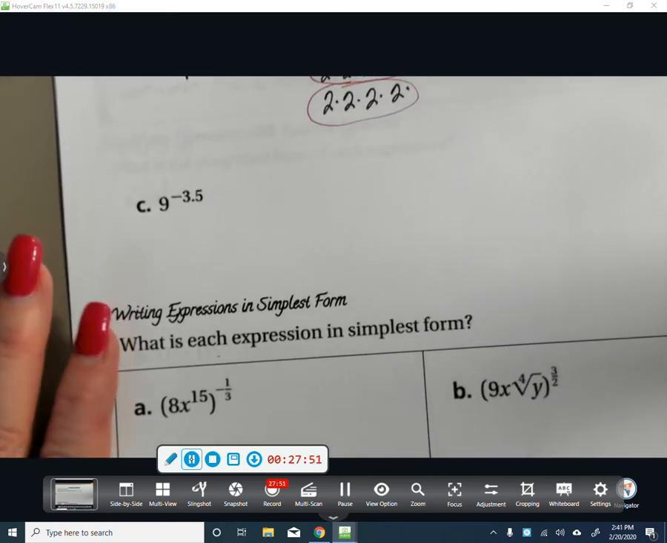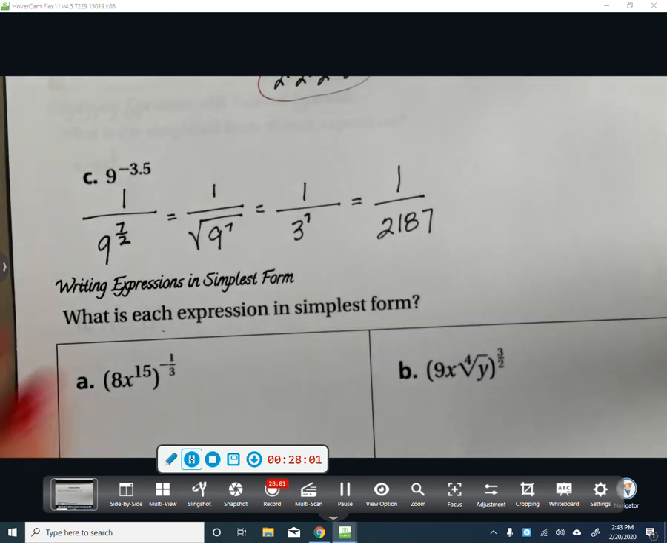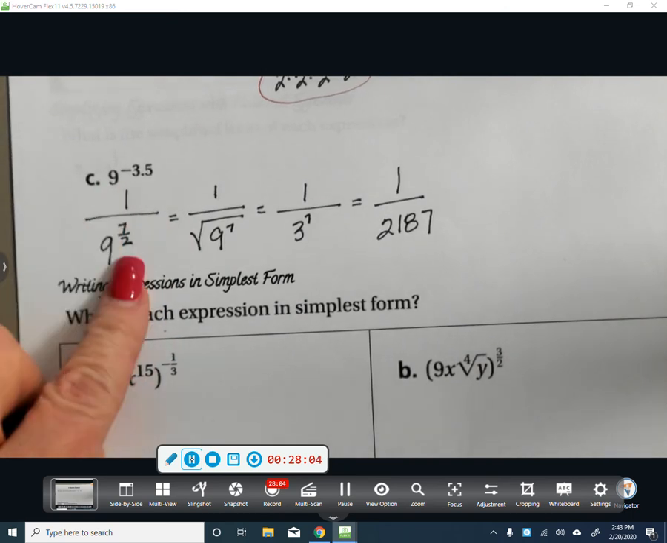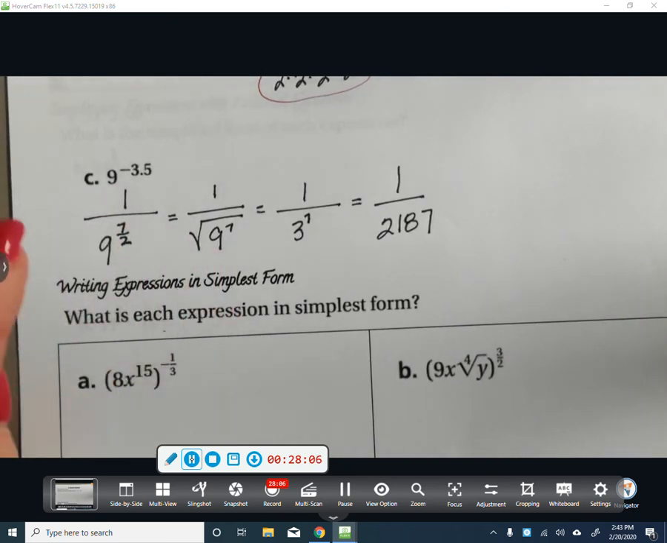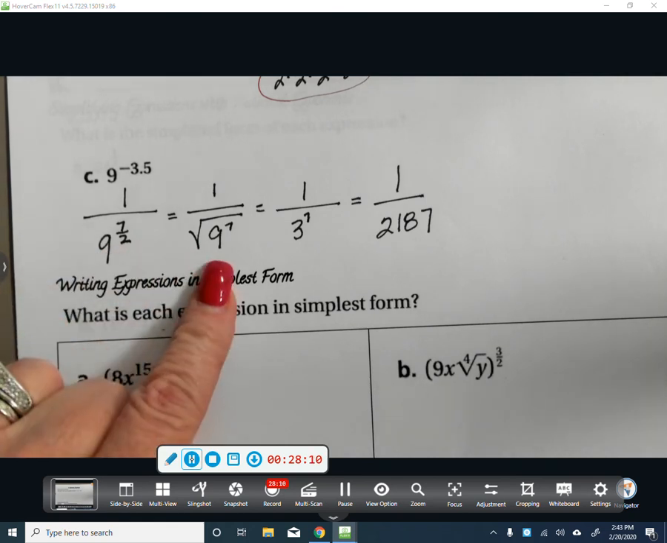So I'm going to pause. I will make you notice that it is a decimal, and I don't like that. And it's negative. I better deal with that. Okay? Okay, so on C, once you get it all set up, you get that negative exponent moved down, you get that negative decimal changed to a fraction, and then we write it as a radical.